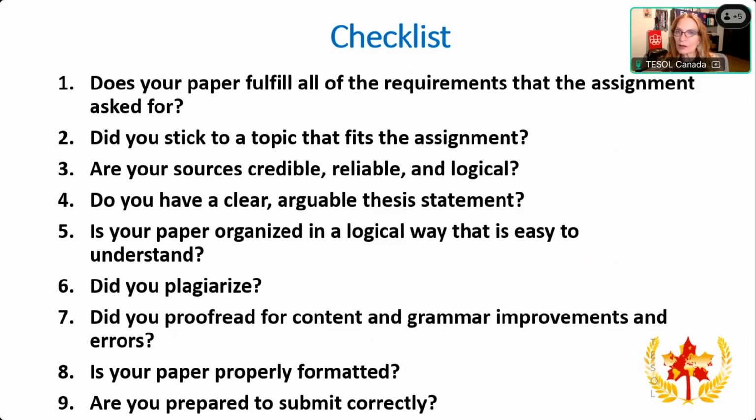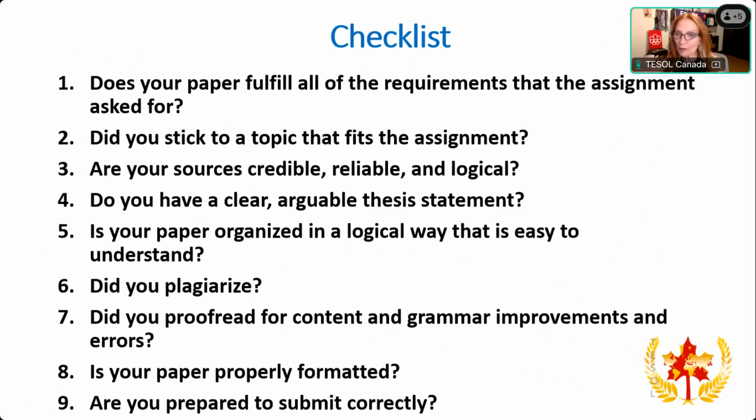So does your paper fulfill all of the requirements that the assignment asked for? Did you stick to the topic that fits the assignment? Are your sources credible, reliable, and logical? Do you have a clear, arguable thesis statement? Is your paper organized in a logical way that is easy to understand? Did you plagiarize? You guys won't have this type of problem, but younger, more inexperienced students do it without even knowing, because nobody has told them previously that they can't copy without citing where it's coming from. Did you proofread for content and grammar improvements and errors?